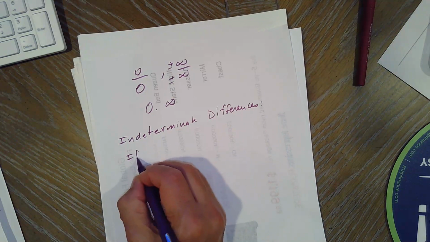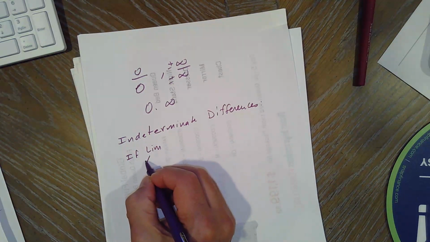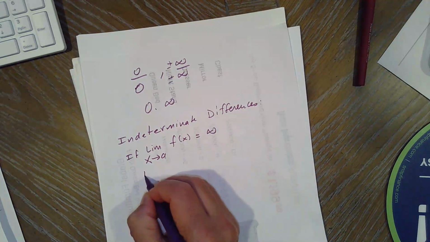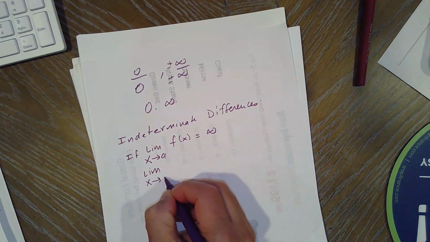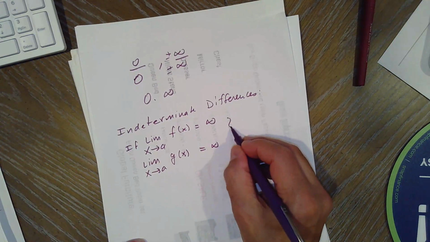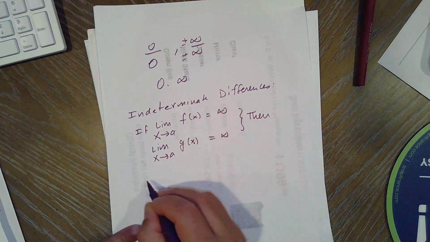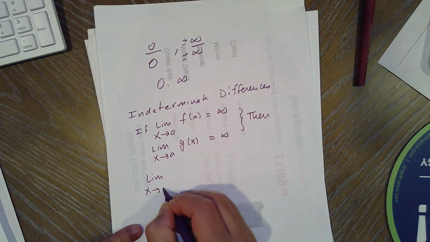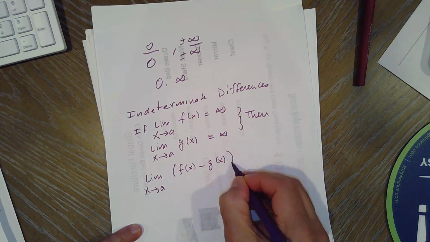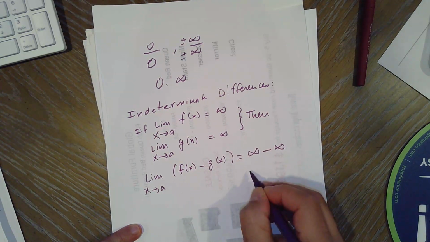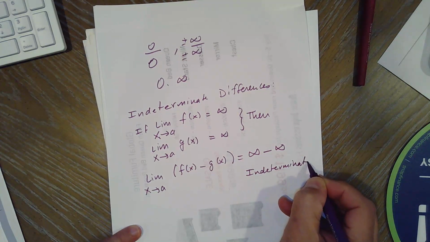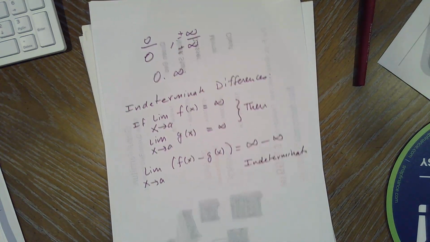So if the limit as x goes to a, f of x equals infinity, and the limit as x goes to a, g of x equals infinity, then the limit as x goes to a, f of x minus g of x, is infinity minus infinity, which is indeterminate. So to fix this, it's not as easy to fix.